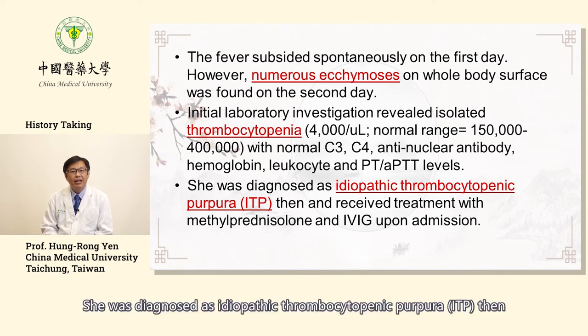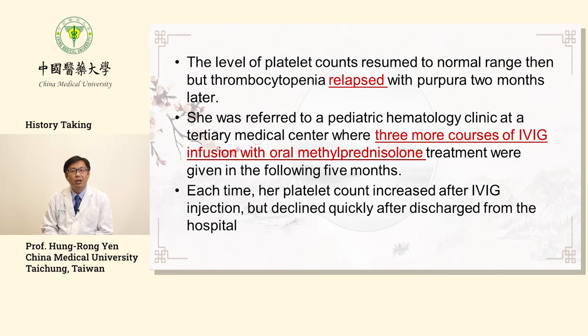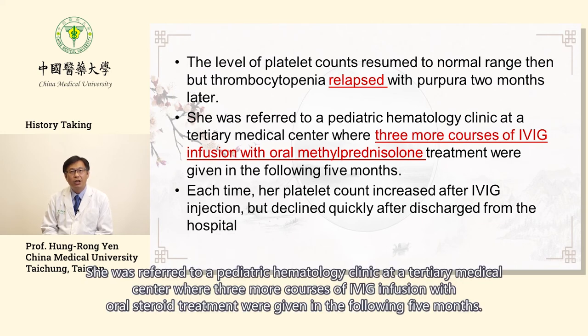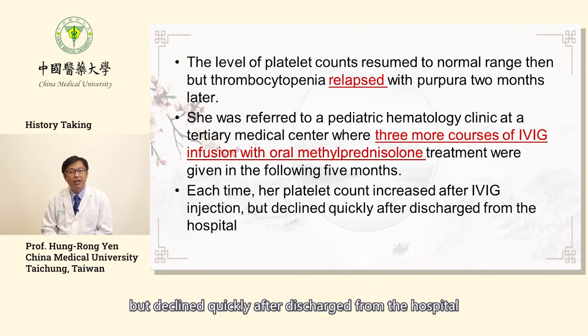She was diagnosed as idiopathic thrombocytopenic purpura then, and received treatment with steroids like methylprednisolone and IVIG upon admission. The platelet count resumed to the normal range, but then it relapsed with purpura 2 months later. She was referred to a pediatric hematologic clinic at a tertiary medical center, where 3 more courses of IVIG infusion with oral steroid were given. However, every time her platelet count increased after IVIG injection, but declined quickly after discharge from the hospital.